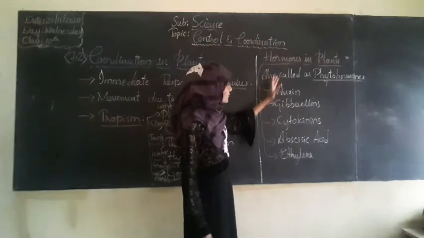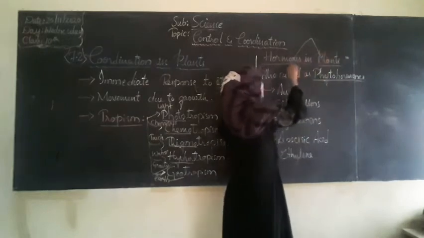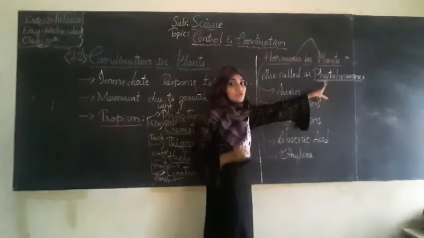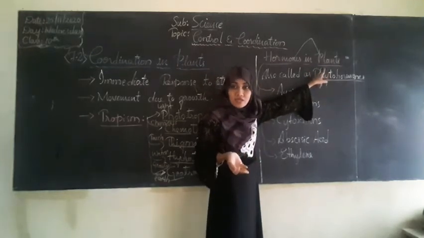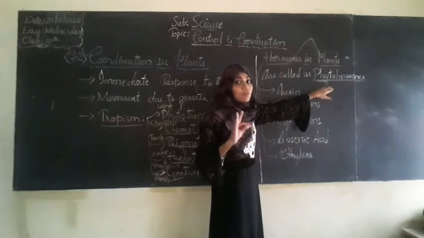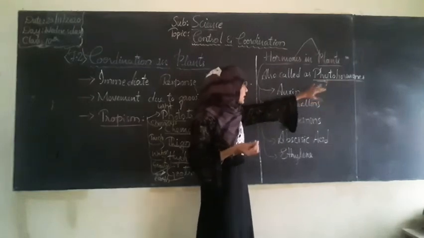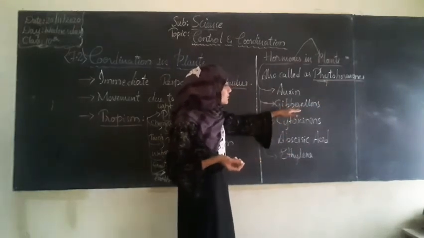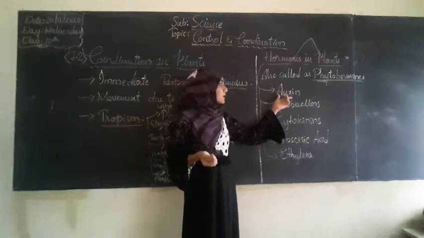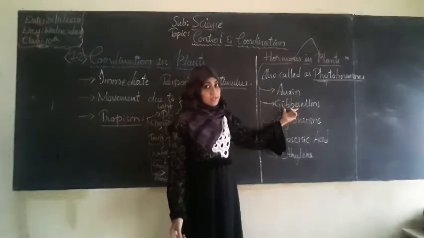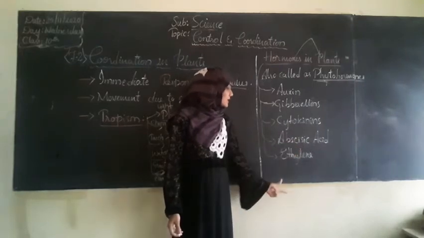There are totally five types of hormones. And one more thing: plant hormones are also called phytohormones. Do remember, in the examination the question may be vice versa. They can ask either which are the plant hormones or what are the phytohormones. Both are the same. There are five types, namely auxin, gibberellins, cytokinins, abscisic acid and ethylene.